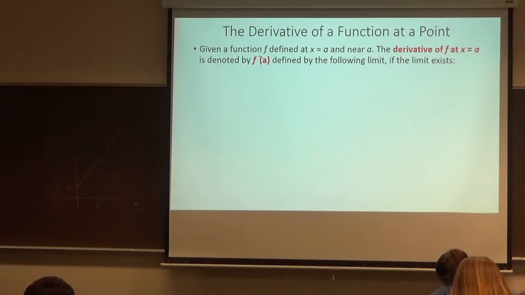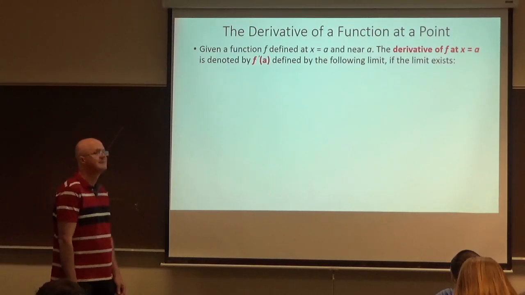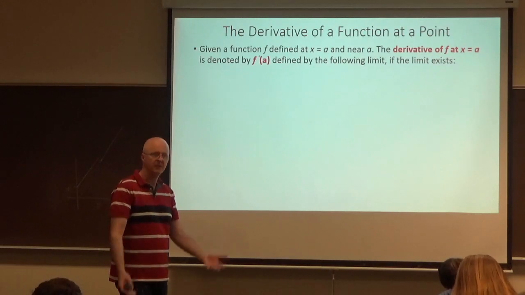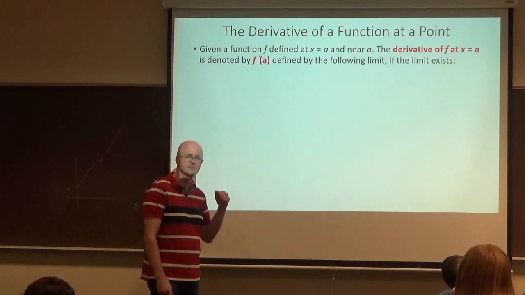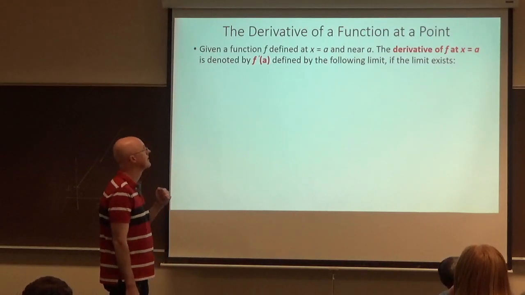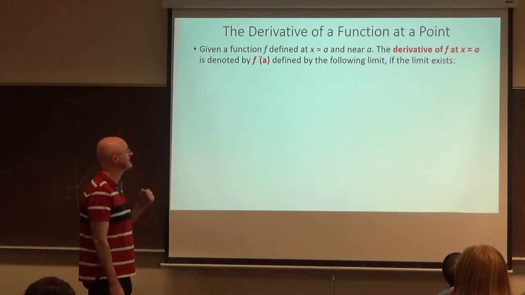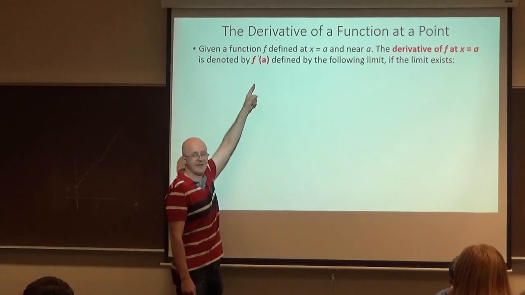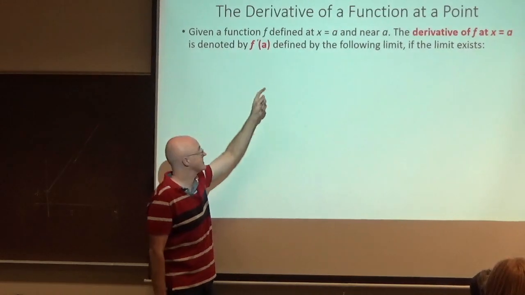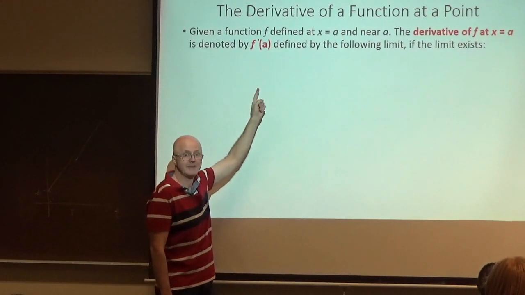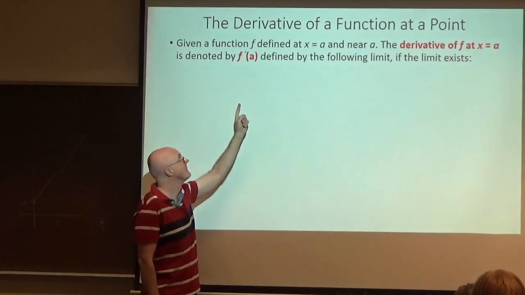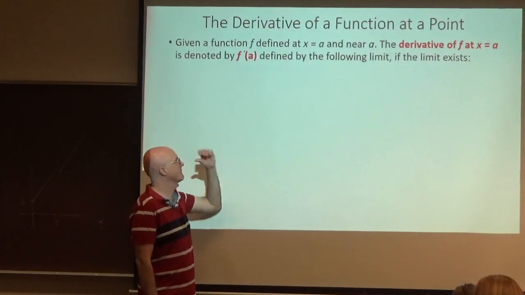The letter doesn't matter. In the continuity case, c is a number. Here, a is a number. The derivative of f at x equals a, denoted by f prime of a, that little apostrophe symbol is a prime. Read that as f prime of a, is defined by the following limit, if the limit exists.